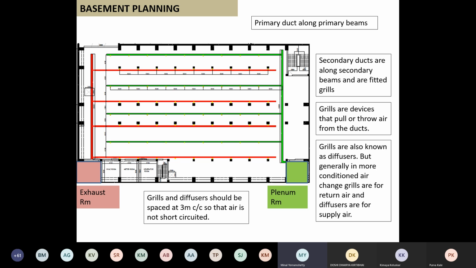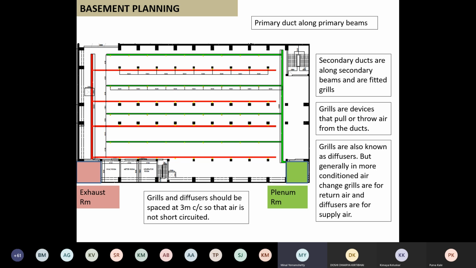Now, if you see the thick two lines, the exhaust red line and the plenum green line. Exhaust is, as I said, you will have a fan there, and the plenum room will have a fan there. So you will have two fans. Exhaust is going to suck the air in, plenum is going to force the air in.